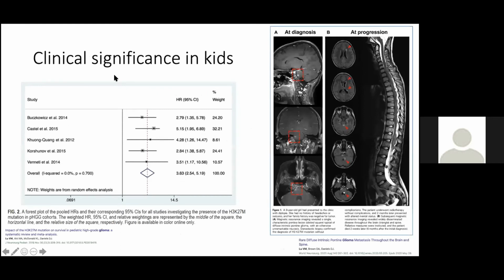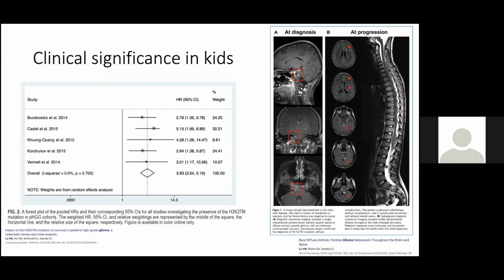As I earlier mentioned, these mutations were first seen in children within the pons, and we've been able to show multiple times that this mutation itself is bad in kids. It's bad in terms of overall survival, and it can also be very metastatic as well, as you can see in the case report to the right, with diffuse spread.